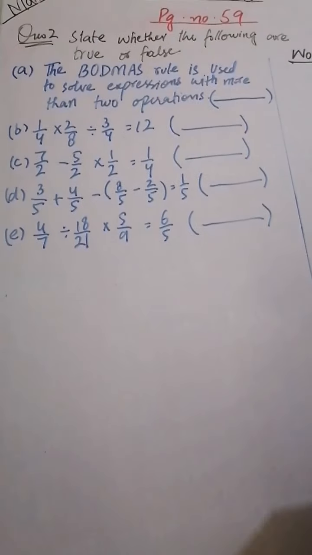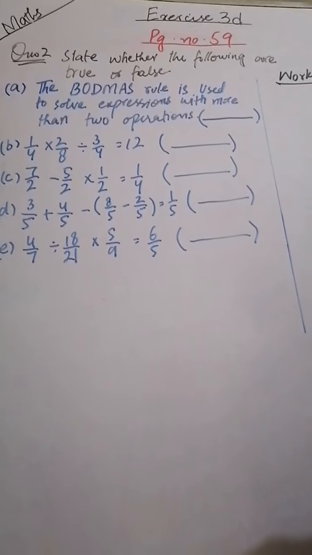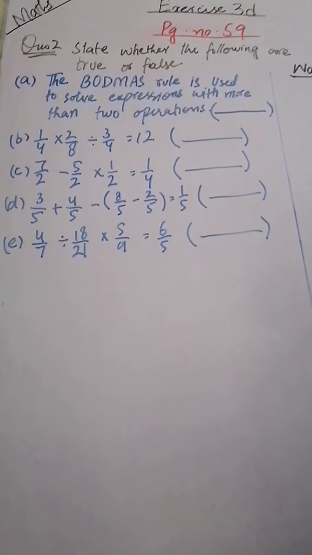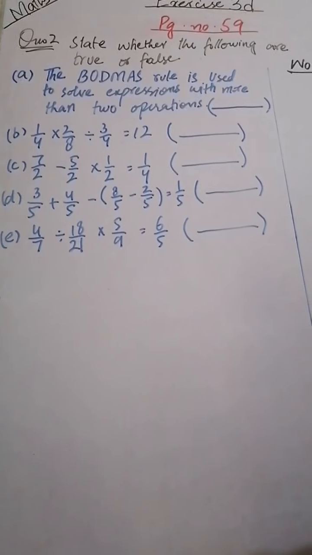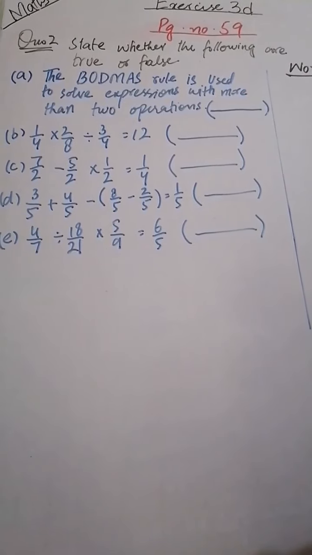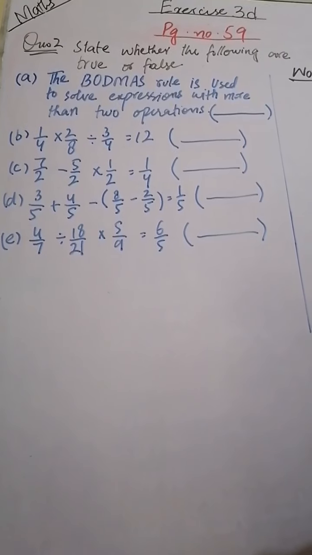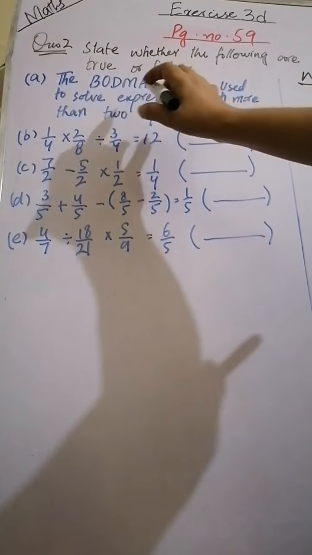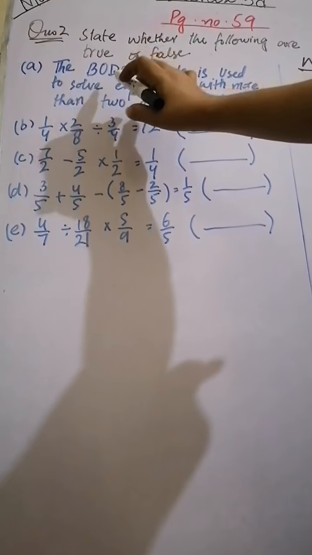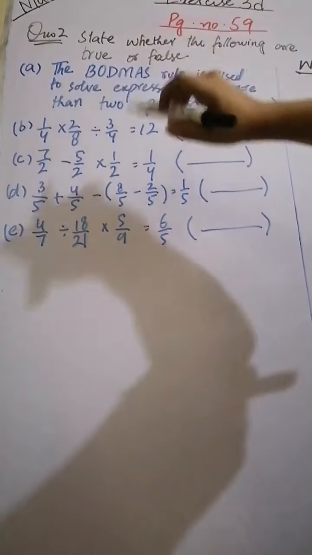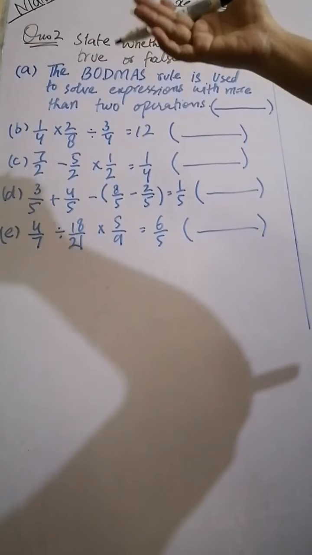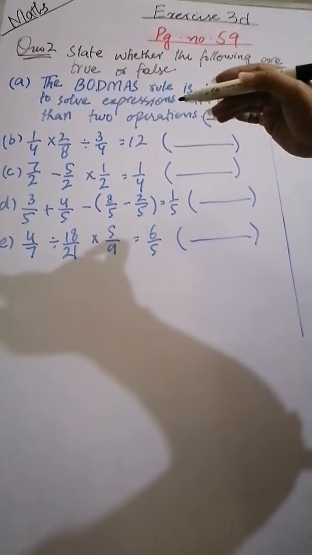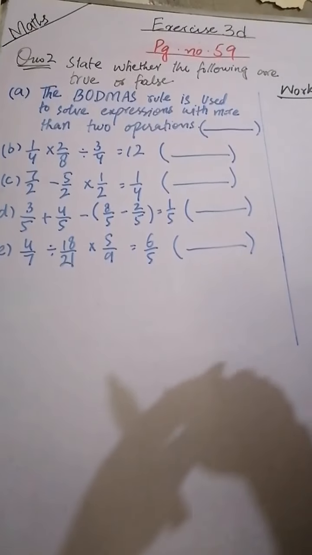Okay, now come to question number 2. State whether the following are true or false. A part is the BODMAS rule is used to solve expressions with more than 2 operations. So we know that according to BODMAS, where we have a lot of signs over here, brackets, division, multiplication, addition, subtraction, that is, whenever 2 or more signs come in any one question, we have to apply the BODMAS rule.